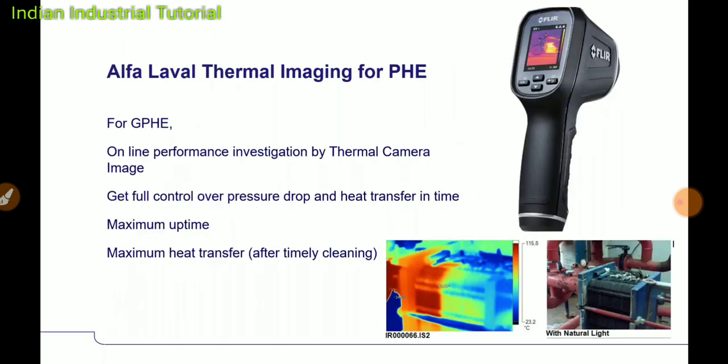Now you can see this thermal camera. Here you will find the thermal camera image and normal image of the heat exchanger. In the normal image you cannot find anything from outside, but in a thermal camera image you will find hot spots as well as cold spots in the heat exchanger. Sometimes based on the analysis we can find out some area doesn't have liquid, some area is having liquid. This is a maldistribution because of clogging, scaling, and that can be seen from outside.